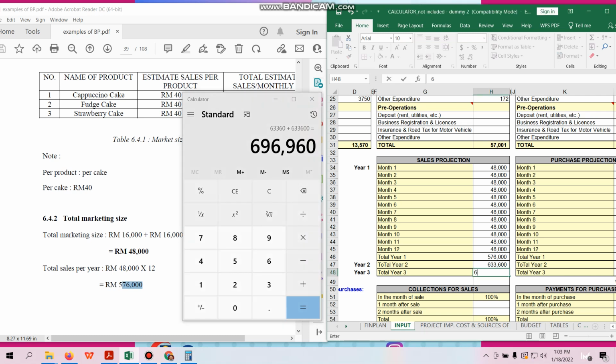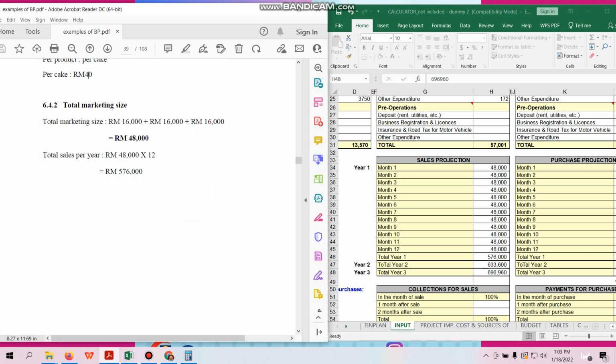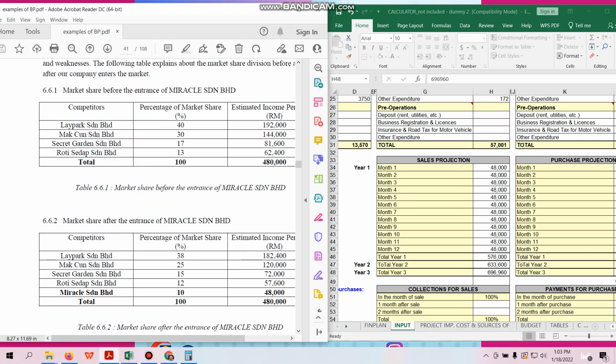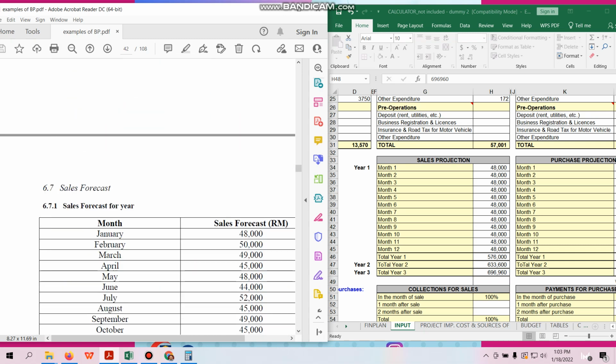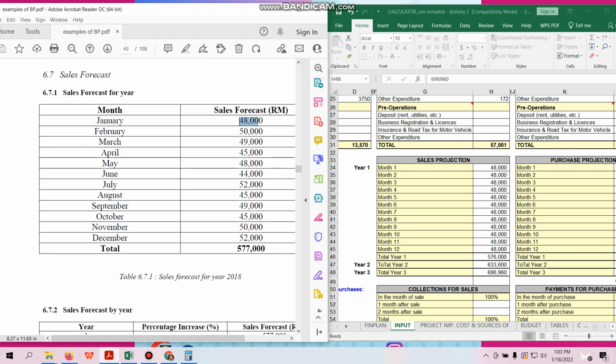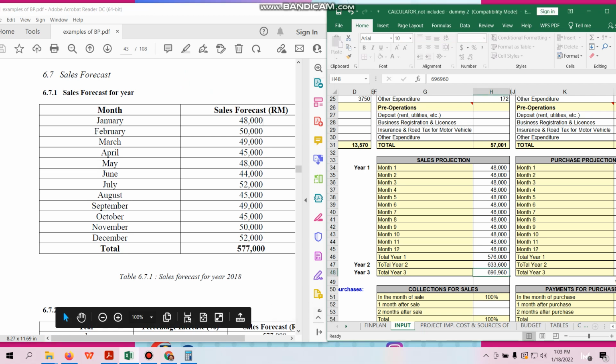So 696,960. Right. But remember, in the marketing report, the sales values should be varied. They should not be equal every month, but the total value has to equal 576,000. So in marketing, the numbers here have to vary based on the season.